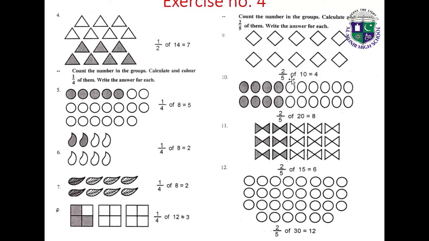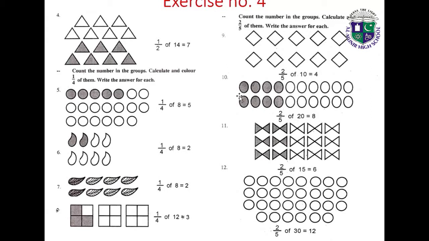The value of two over five multiplied by 10. There are two lines: one line has 5 shapes and the second line has 5 shapes. Two over five multiplied by 10. Five twos are 10, two twos are 4, so 4 is your answer.